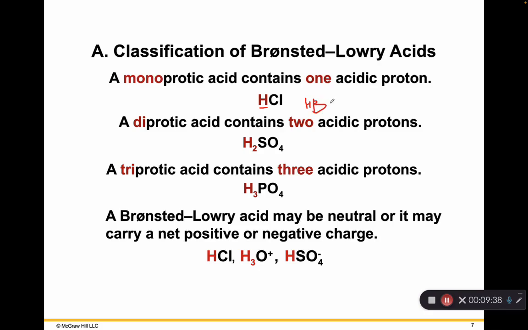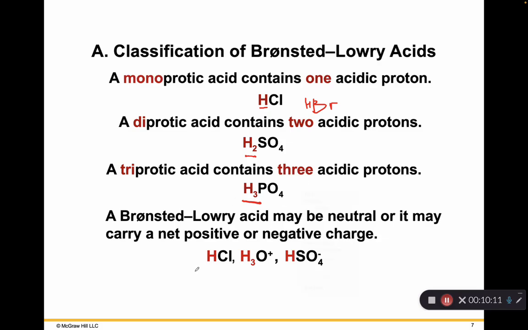is one hydrogen. Now diprotic, those acids that have two hydrogens, right? Two acidic protons that can be given away. For example, sulfuric acid here, we call it diprotic. Now you get it. If it has three acidic protons, it is called triprotic.